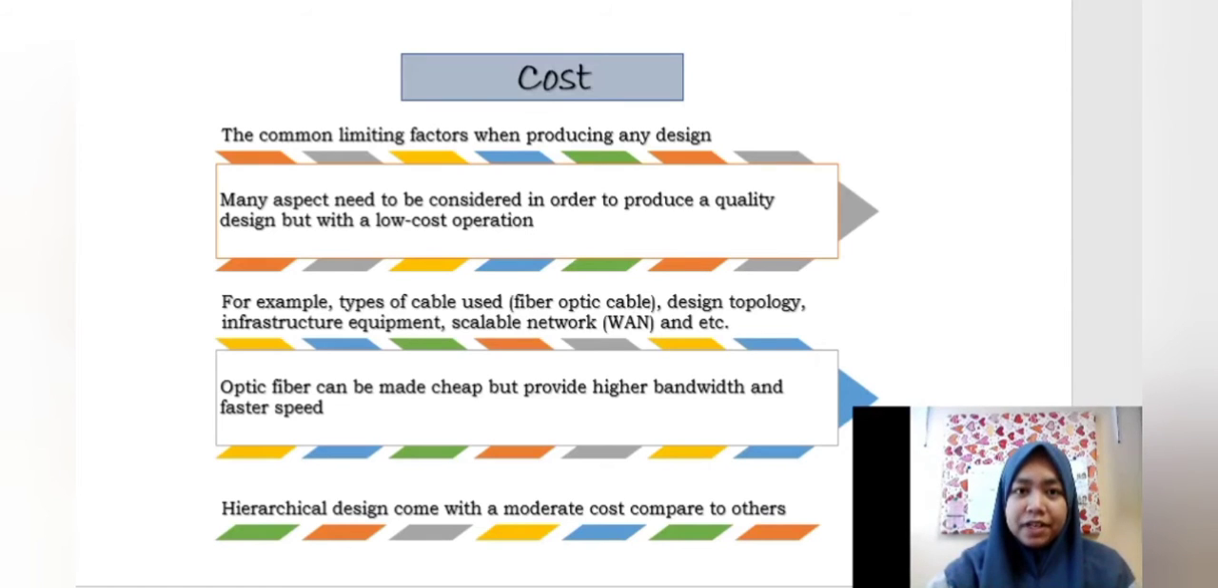My name is Nurshami bin Aziha and I will continue with the presentation. Another constraint that needs to be considered in network design is cost. It is a common limiting factor when producing any design. Many aspects need to be considered in order to produce a quality design with low cost operation, for example, types of cable used such as fiber optic cable, design topology, infrastructure equipment, scalable network, and so on. Optic fiber can be made cheap but provides higher bandwidth and faster speed. Hierarchical design comes with a moderate cost compared to others.